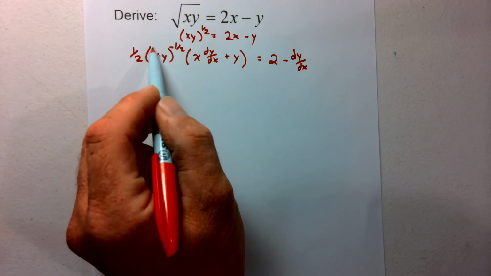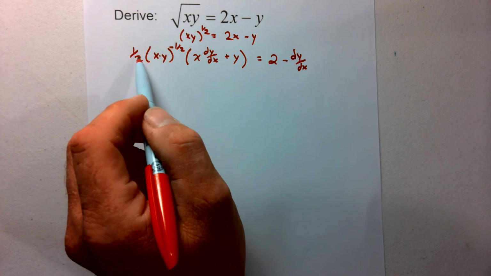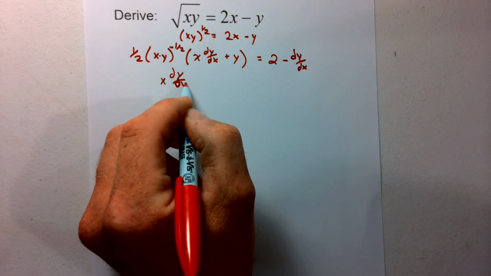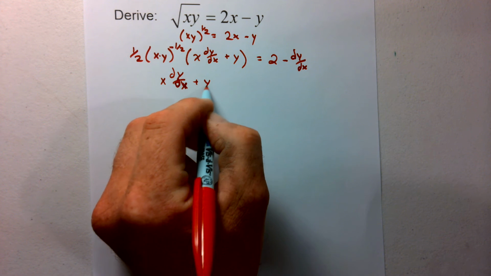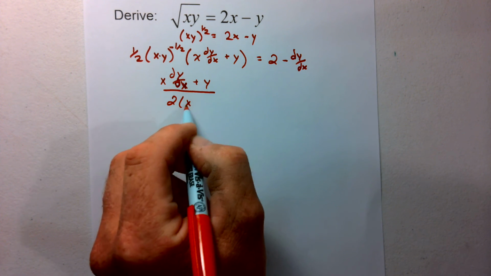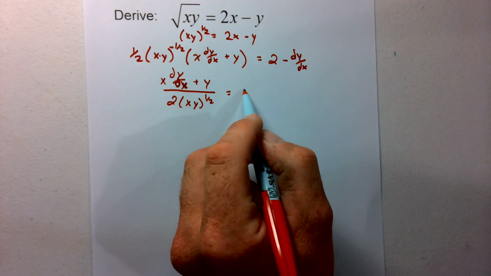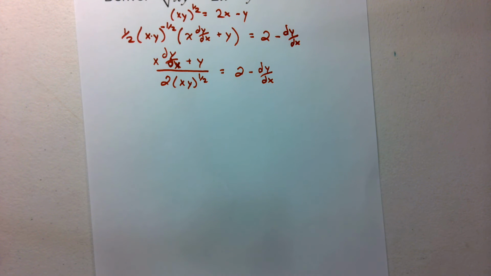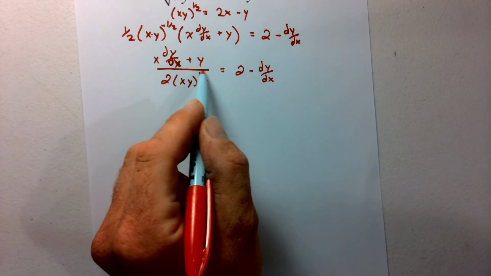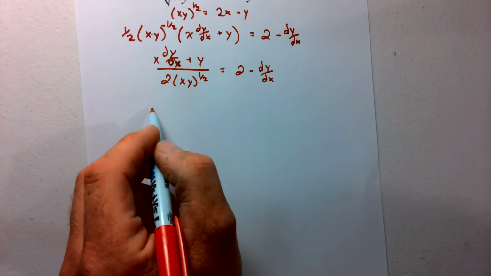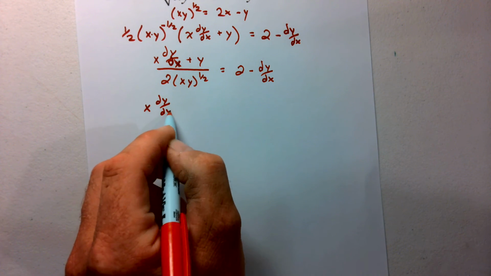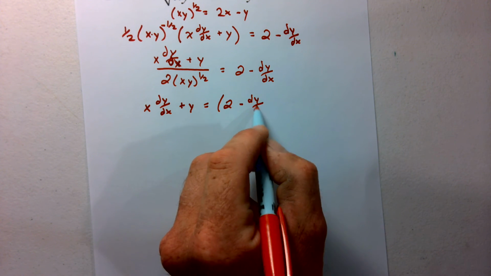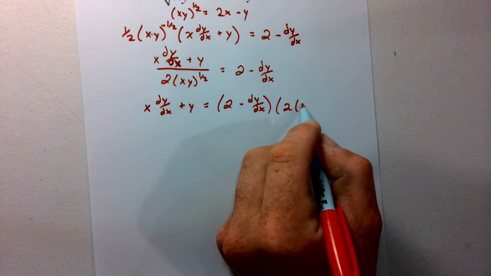So one thing that I notice is this negative exponent, we can make positive by taking it down to the denominator. And that's going to look like x dy/dx plus y over 2 times xy to the 1/2, and that's going to equal 2 minus dy/dx. Some people think, oh, that's kind of ugly looking, and it is. But now we can take this denominator and multiply it over to the right side.